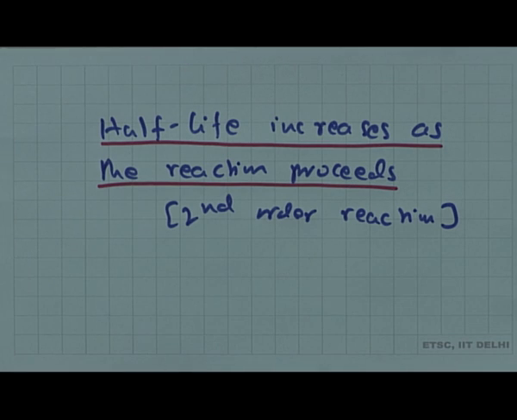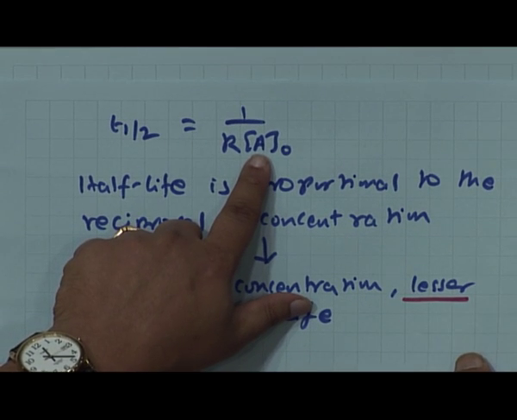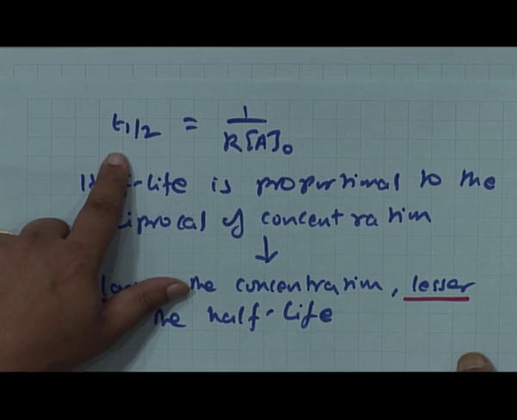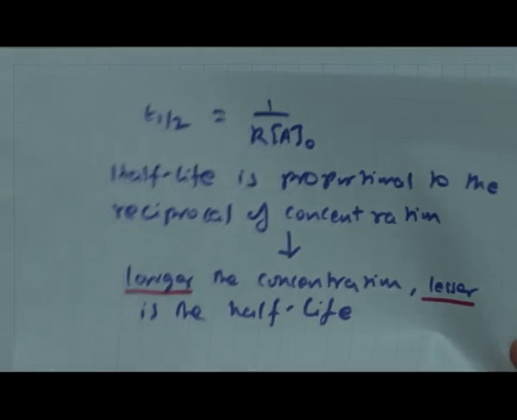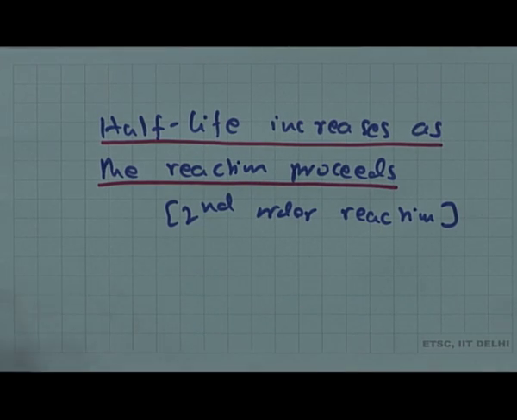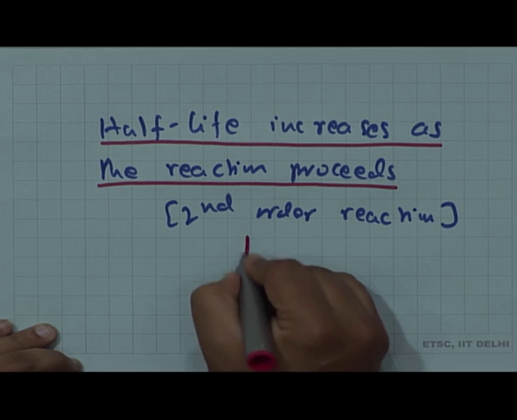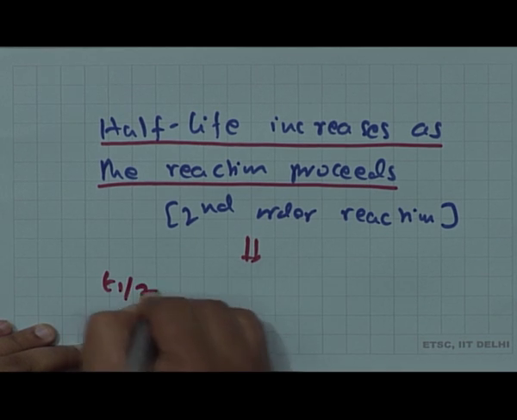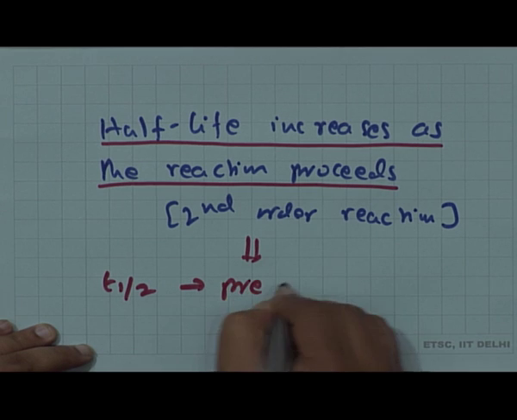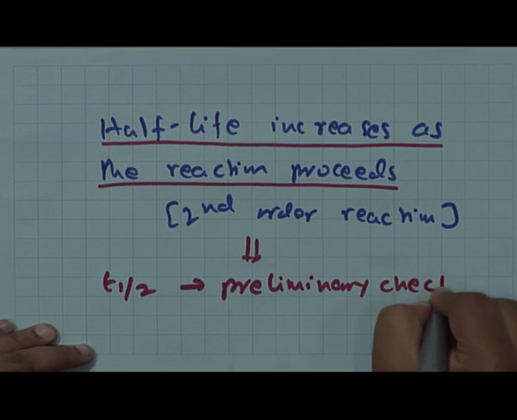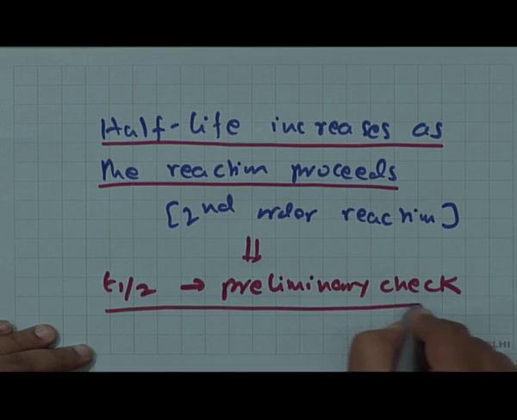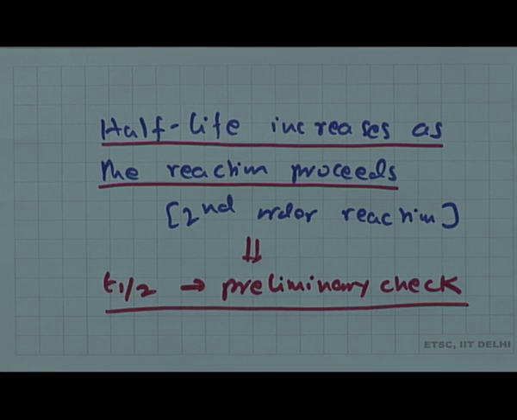In other words, for the second order reaction, as the reaction proceeds, the concentration of the reactant would decrease, and because the half life shows an inverse dependence, that means proportional to the reciprocal of concentration, hence the half life should increase. So, this again reminds you of the fact that T half is a preliminary check of the type of reaction we have at hand.